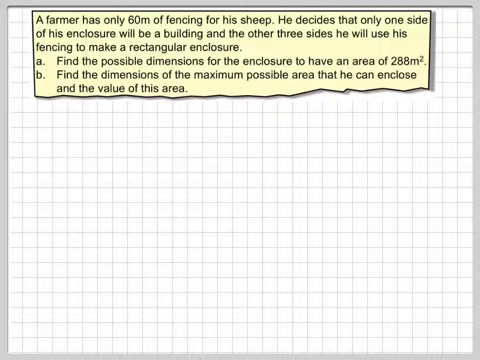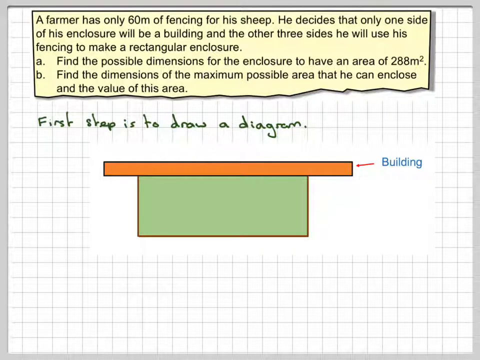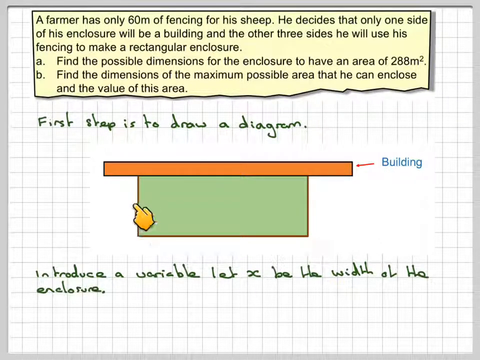So, the first step would be to draw a diagram. We've got a building here, and we've got some fencing going around here. So this all counts as his 60 meters, and it has to be a rectangle. The thing to bear in mind is that this length here and this length here are the same, so we'll call those x. We need to introduce a variable, so we'll let x be the width. So we'll label that x. That means this one is also x.